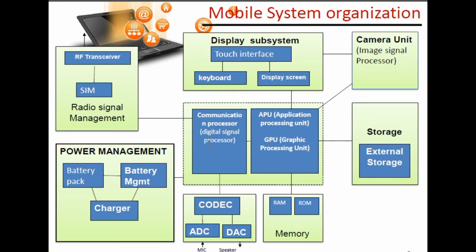This unit is actually the communication and processing digital signal processor, and application processor unit, that means the applications you have in your mobile, it will process them. And the GPU, that is the graphical processing unit, the graphics in your mobile are processed by this. It means to say the CPU of the mobile, we can say. It controls the camera unit also, it controls the display subsystem also, like touch surface, keyboard, display screen, and it is actually connected to the camera unit also when you are launching your camera application.